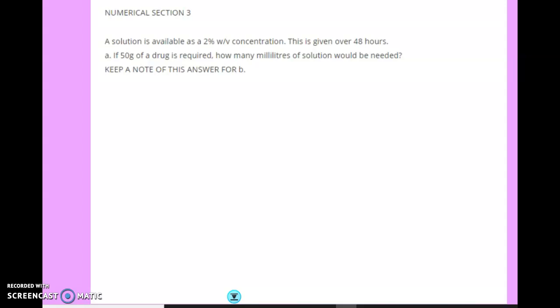Last numerical section then, probably the hardest one, is our weight per volume and drip rate question. So we've got a solution that's at 2% weight per volume concentration. Remember that 2% weight per volume means 2 grams in 100 ml. Okay, the 100 comes from the percentage and it's always grams and millilitres. That's just the standard idea. Okay, so we've got 2 grams in 100 ml.